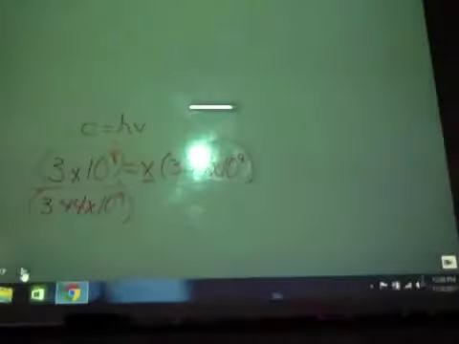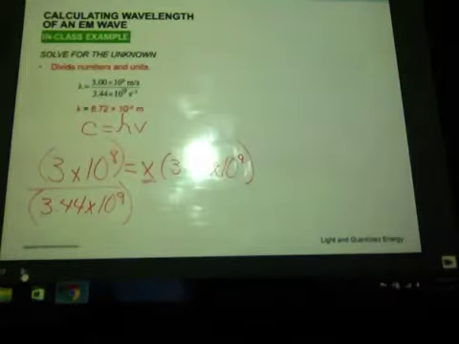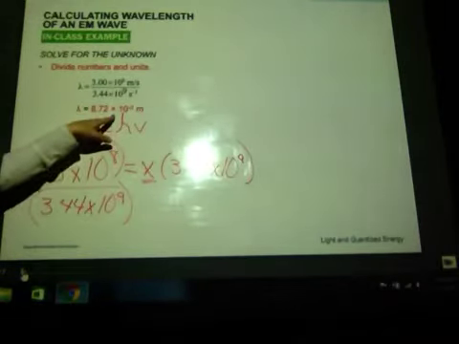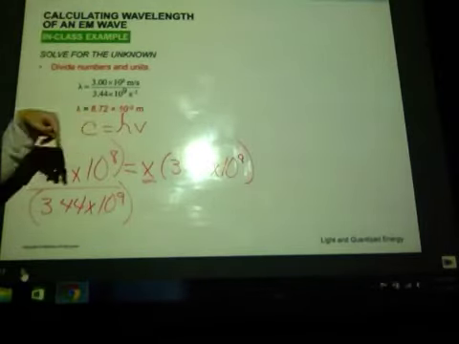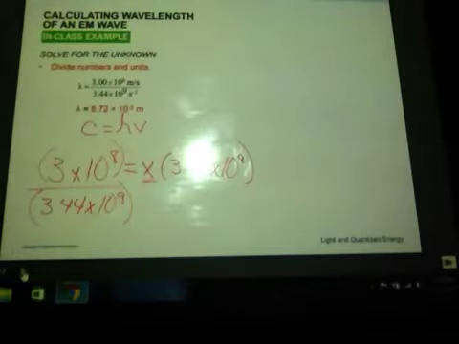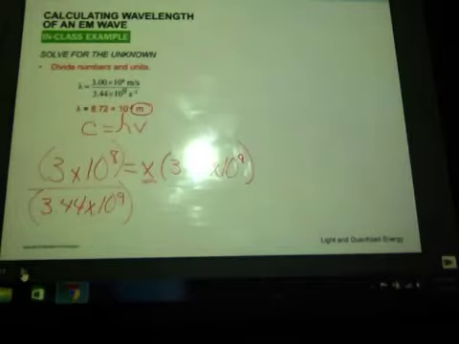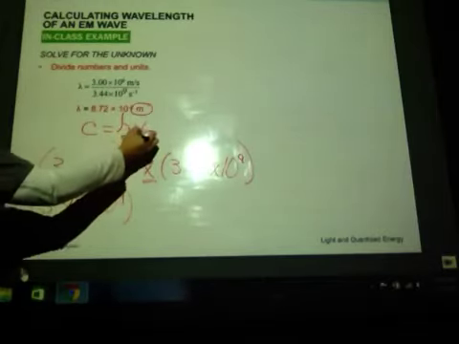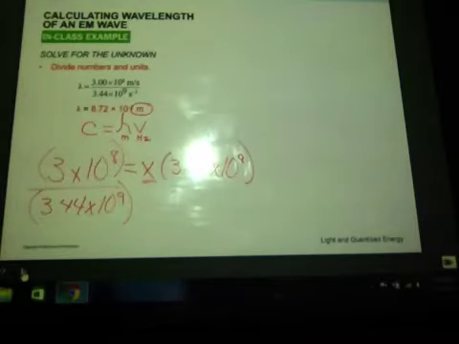Does it show me my answer? Yep. So when I divide, double check on your calculator that you get 0.0872, or however it's 8.72 times 10 to the negative second. And wavelength is labeled in meters. So wavelength will be labeled in meters, frequency will be labeled in hertz. And I'll stop there for now.